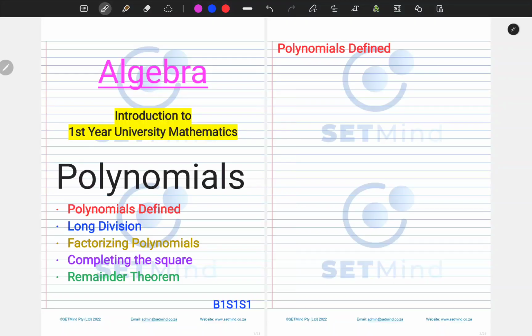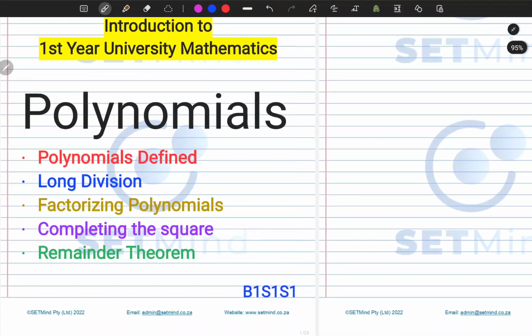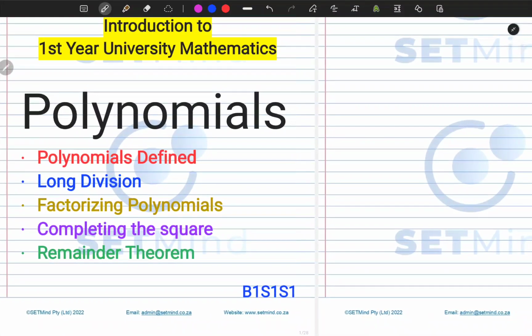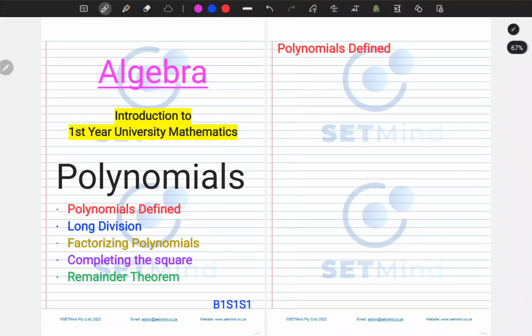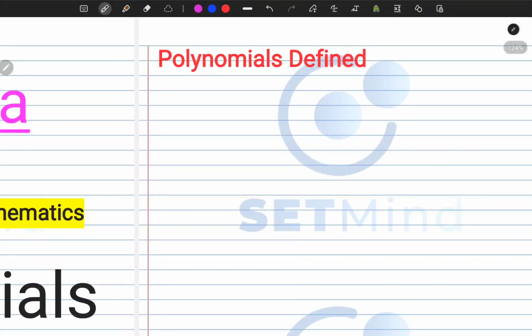The topic of interest today will be polynomials, and polynomials will be split into the following subtopics. We'll be looking at polynomials defined, long division, factorizing polynomials, completing the square, and the remainder theorem. So let us start with the first topic, which is polynomials defined, where we'll be looking at the definition of a polynomial. Our point of departure will be looking at the general form of a polynomial.